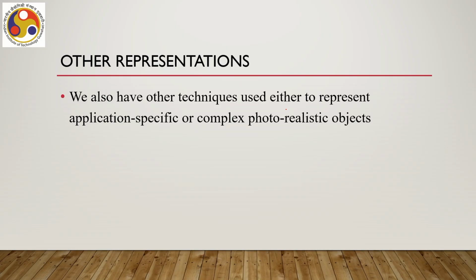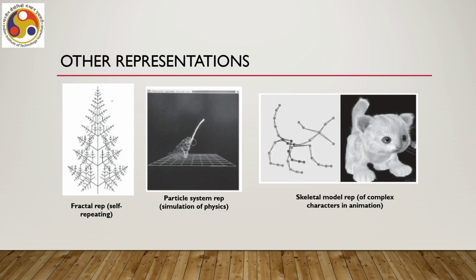Now, apart from these broad categories, there are several techniques used to represent objects that are application specific or very complex photorealistic objects. For example, the structure of this leaf, you can see here it is self repeating, that is each individual part is repeating in the larger part. Now, this type of elegant structure ideally requires a special way of representation. So, one such way is fractal representation, that is a specialized way to represent self repeating structures.